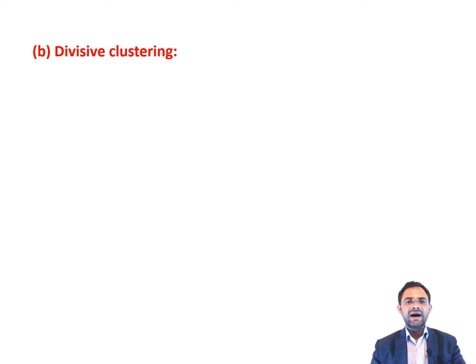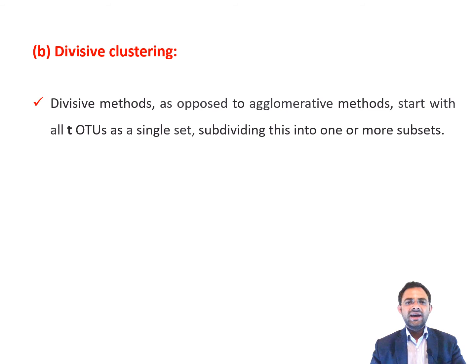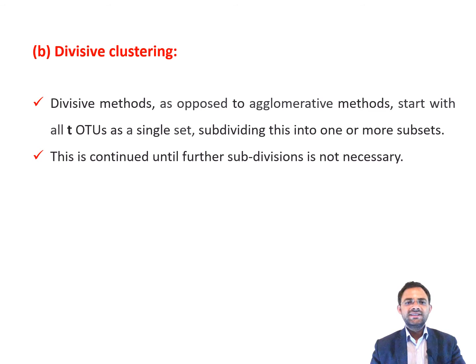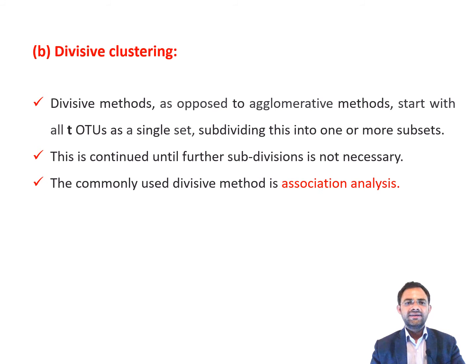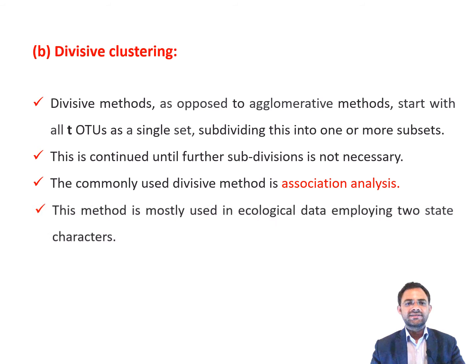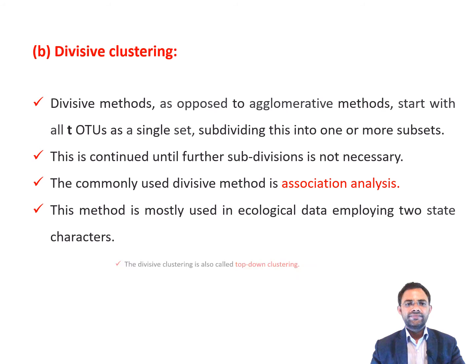Now, the second type of hierarchical clustering is divisive clustering. The divisive methods, as opposed to the agglomerative methods, start with all T OTUs as a single set, then subdivide into one or more subsets. This is continued until further subdivision is not necessary. The commonly used divisive method is association analysis. This method is mostly used in ecological data employing two-state characters.